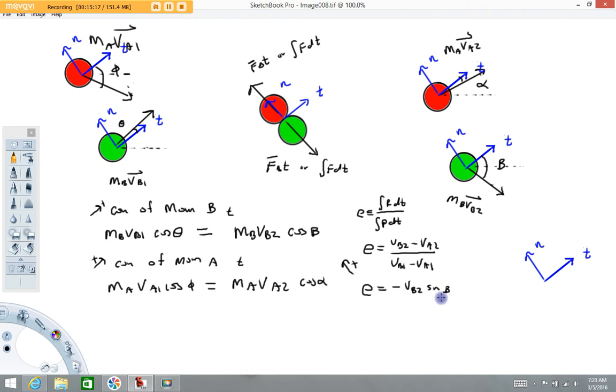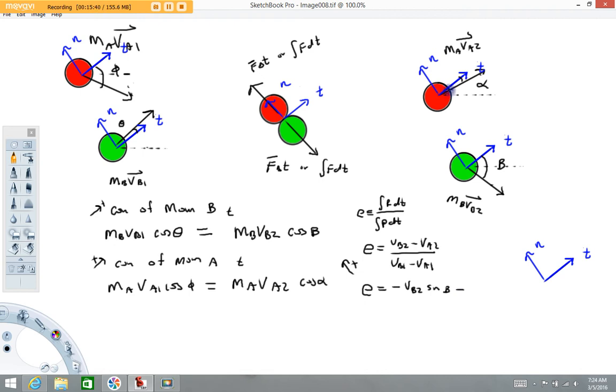The sine beta is there because this coefficient of restitution applies in the normal direction. If you go back and look at the video of deriving this, the minus is because I've called up and left positive, and this component is down and right. So there's that term. Minus vA2, so we're going to have minus.